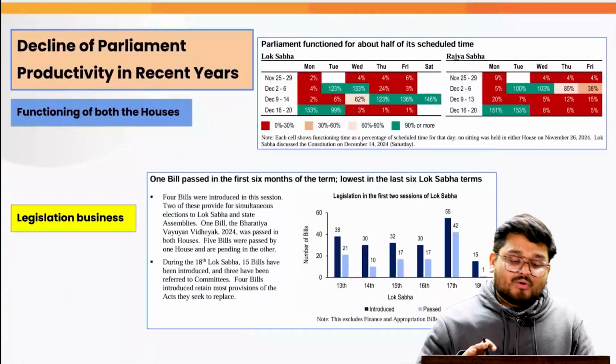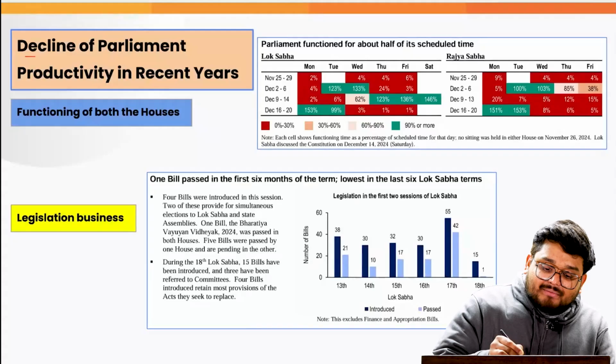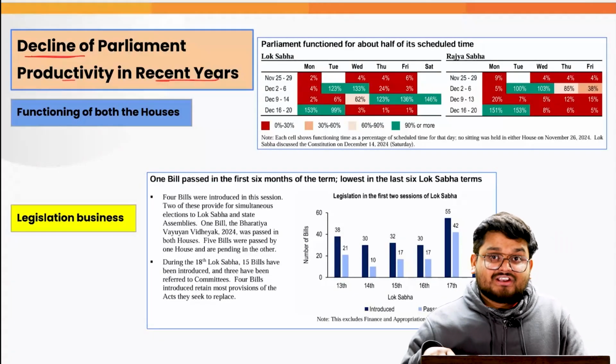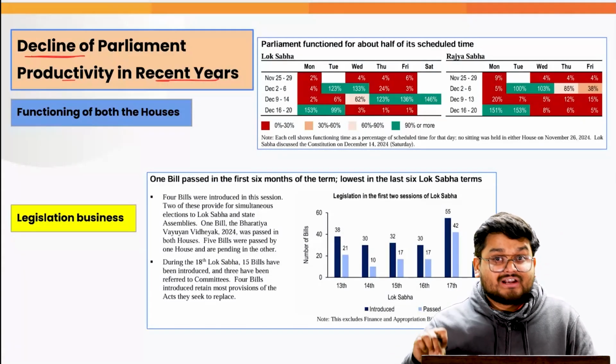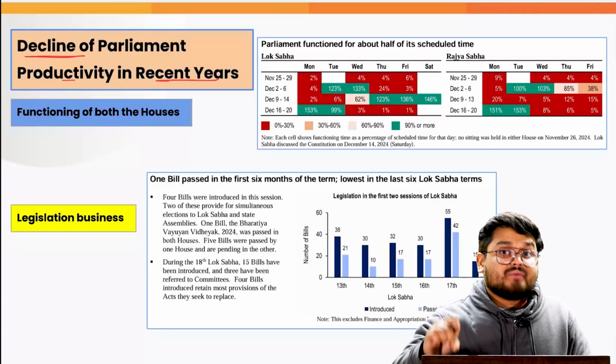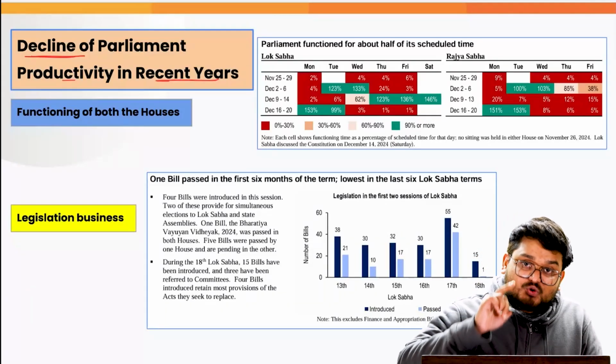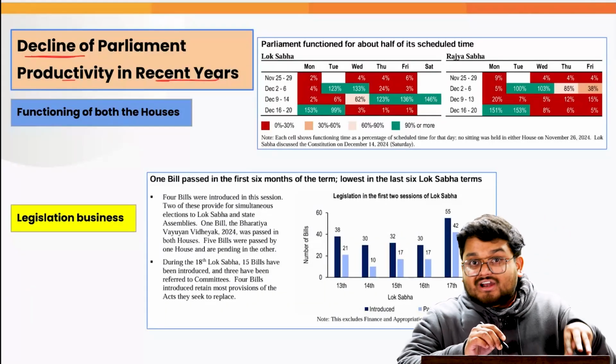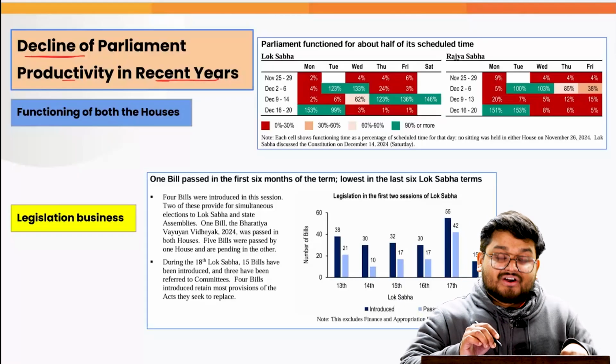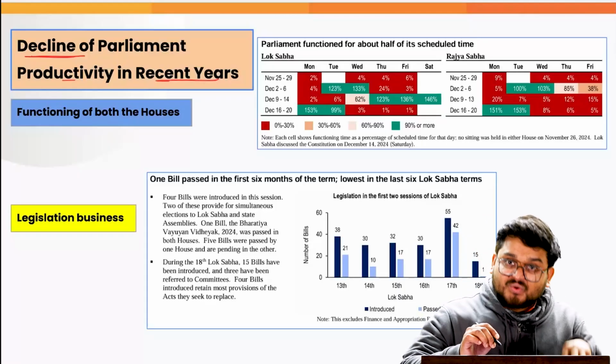And when we talk about the decline of parliament productivity in the country in recent years, we will be taking up several data which are very important for your mains answers. So do not forget to make notes of this. Just have the crux of the things that we are discussing here in your class notes, in your personal notes.